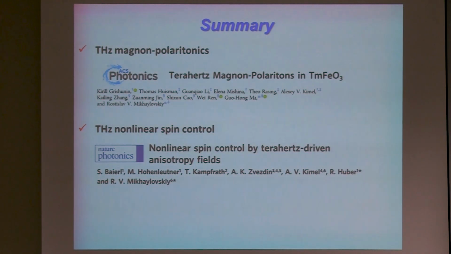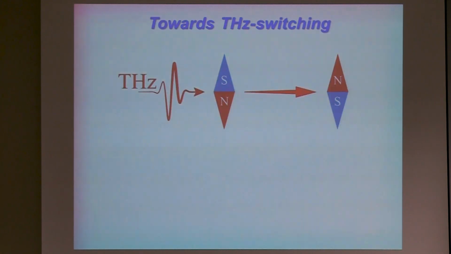So to sum up, I hope that I convinced you that there is interesting physics associated with the propagation of polaritonic effects at terahertz frequencies. And we can also find a new way for terahertz nonlinear spin control based on the excitation of the orbital states which control magnetic anisotropy. However, we are still well away from the required terahertz-driven magnetization switching.